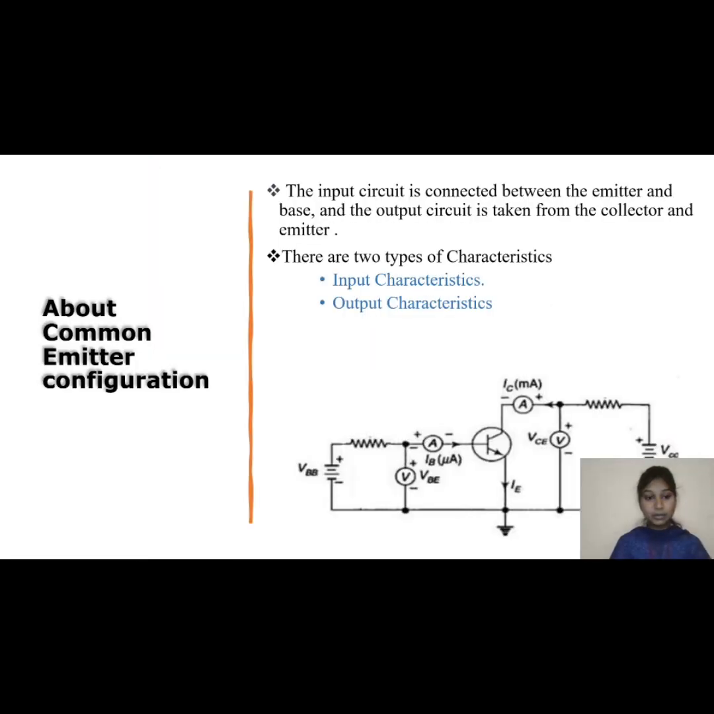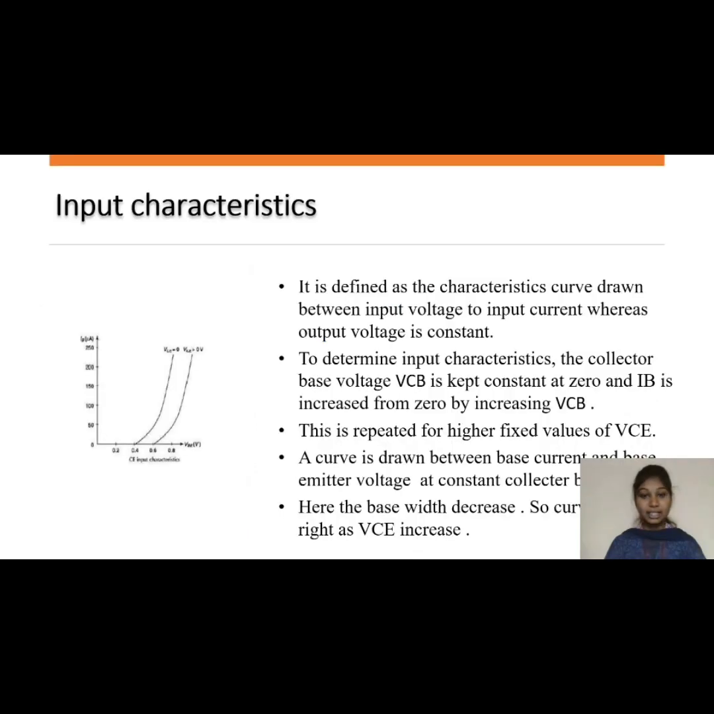Let us know about common emitter configuration. The input circuit is connected between the emitter and the base, and the output circuit is taken from the collector and the emitter. And in this configuration, there are two types of characteristics, input characteristics and output characteristics. Let's see the input characteristics.